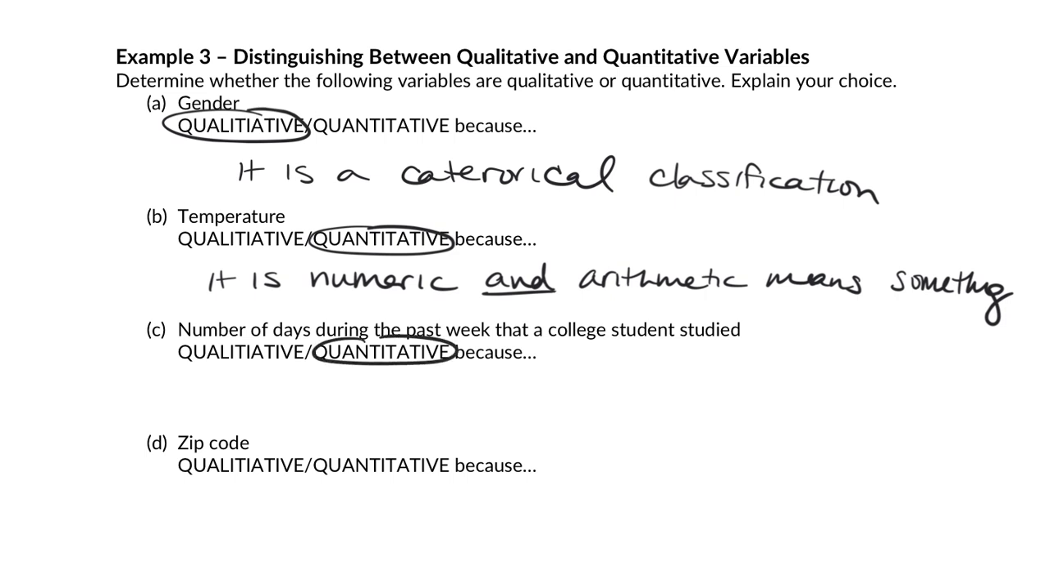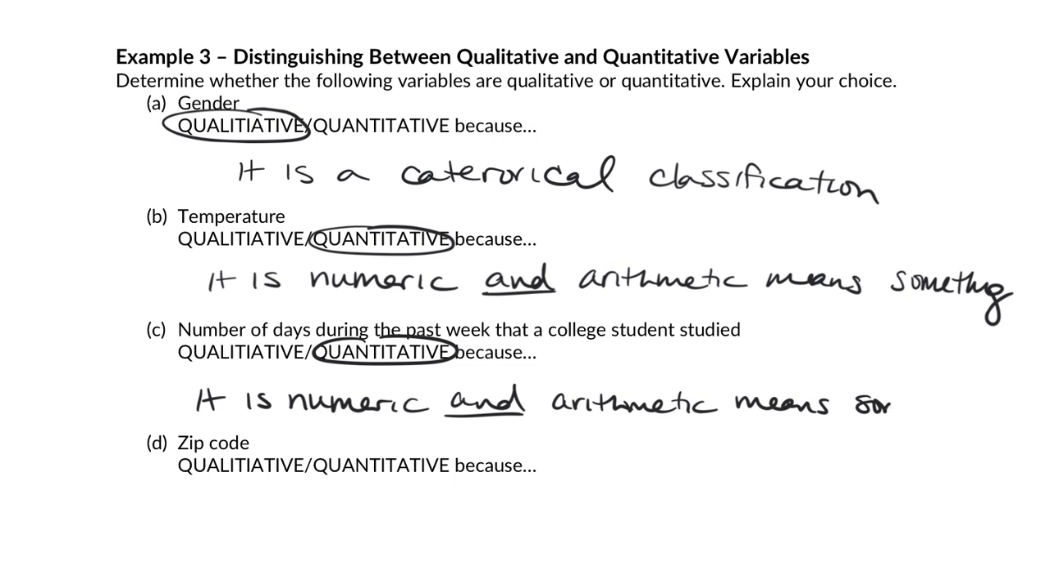Why? Numbers. It is numeric. And we can add and subtract these numbers. Let's say I studied 1 hour this day, 2 hours the next day. I add those together, that's 3 hours total. That has a meaningful meaning. So arithmetic means something. Okay, the last one. Zip code.